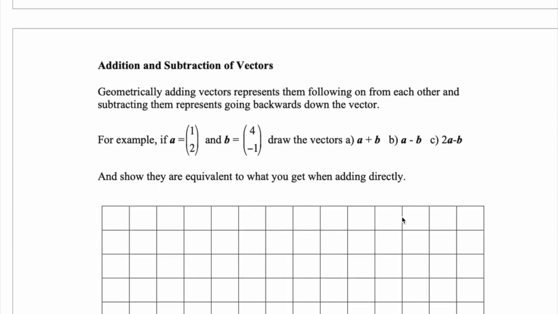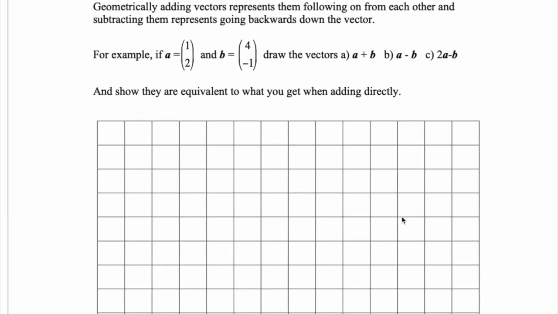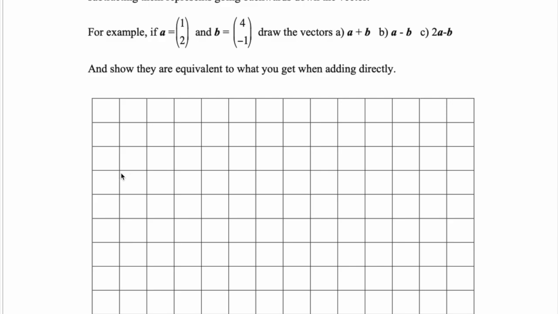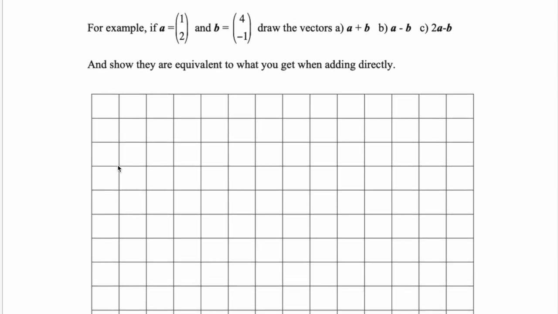Alright, so addition and subtraction of vectors. Let's represent them on this grid first. A plus B. So let's take a look at A. A is 1, 2. I'm going to start over here somewhere. Okay, so it doesn't matter where you start because this just indicates direction. So remember, this is xy. So this is 1 in the x direction and 2 in the y direction. We're up here. This is the vector A. Now B is basically 4 right and 1 down.